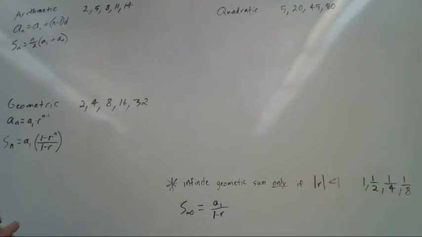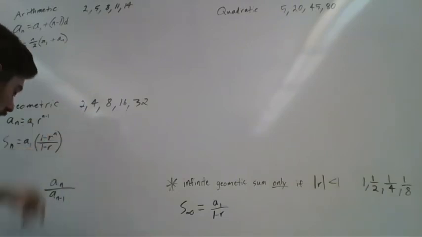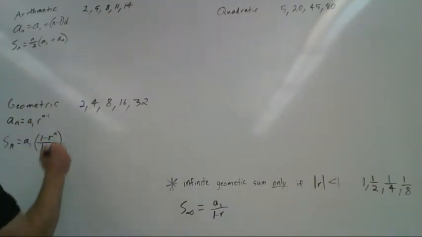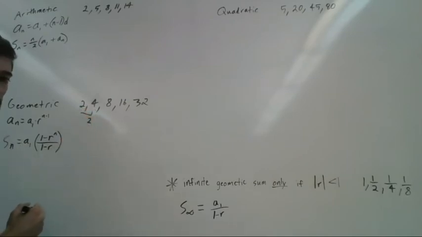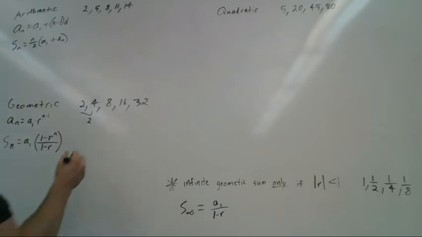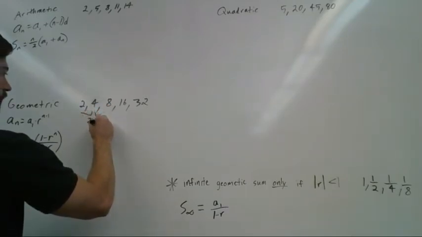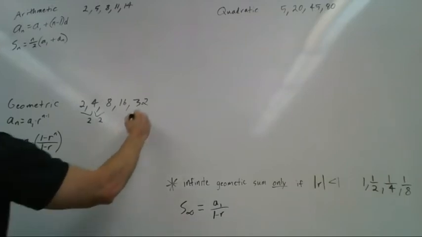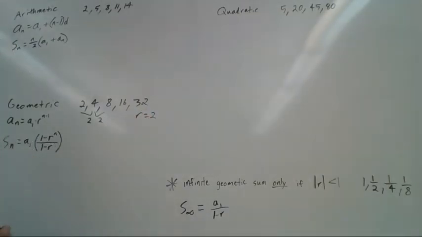So geometric, just like we found the common difference, now we need to find the common ratio. The common ratio is a_n over a_(n-1). And again, this is just a fancy way of saying take the term divided by the term before it. If we do this, 4 divided by 2 is 2. And just like we had to check for if it was a geometric sequence when we were doing arithmetic, we need to check this geometric sequence and make sure it's non-arithmetic. So 8 divided by 4 is also 2. So we see that it actually is a geometric sequence.